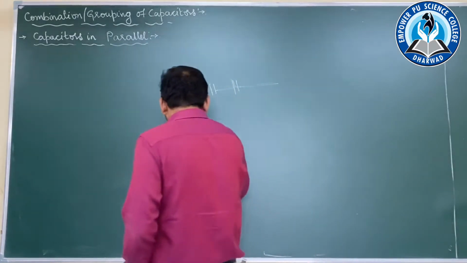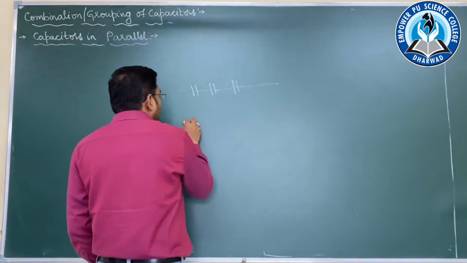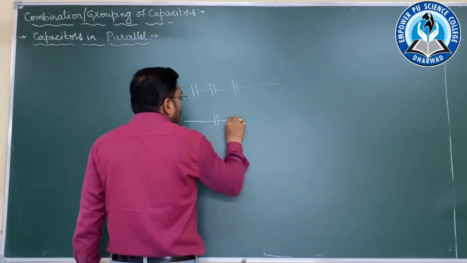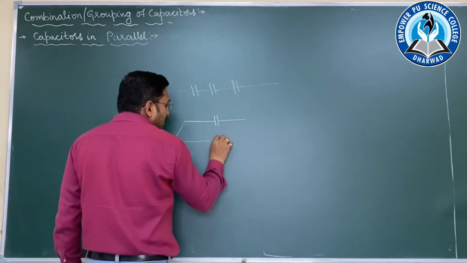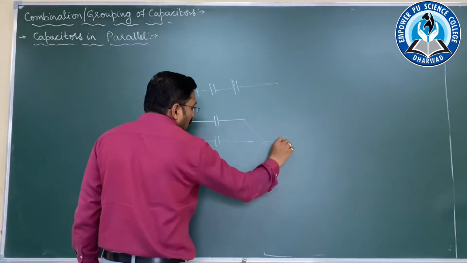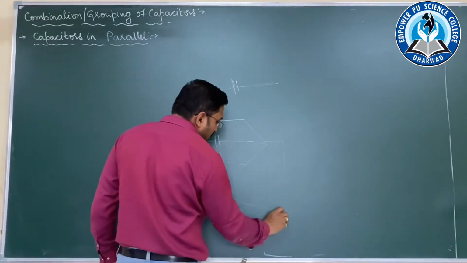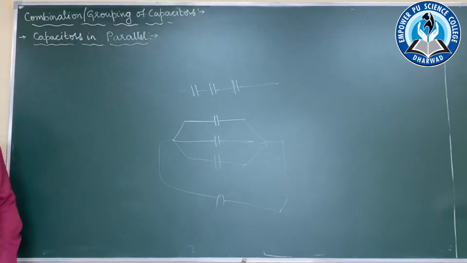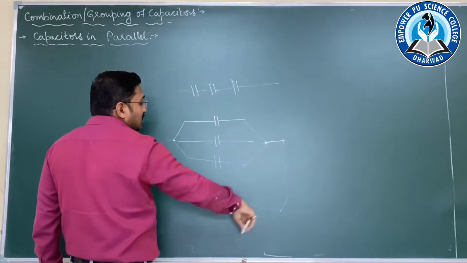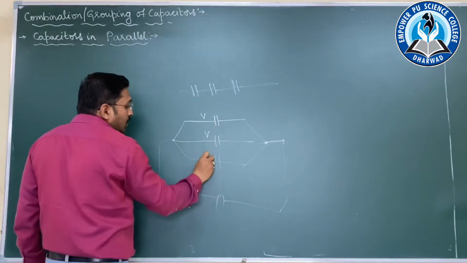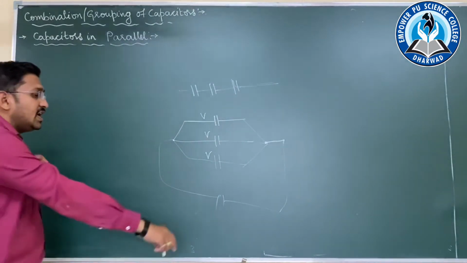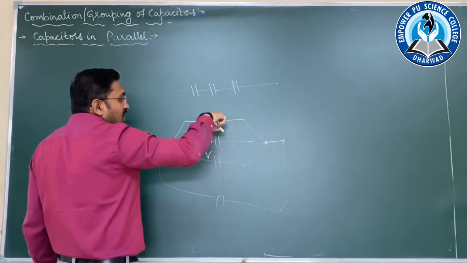Whatever may be the number of capacitors, you must connect them between any two points, so that the potential difference across each of them will remain the same.